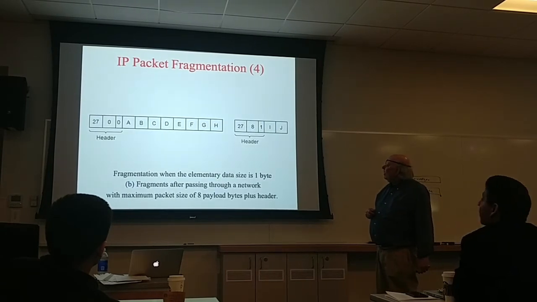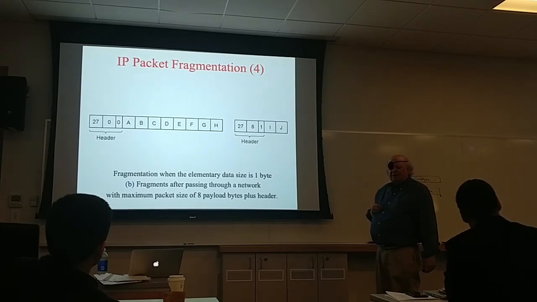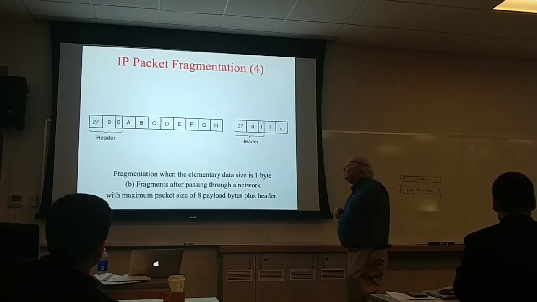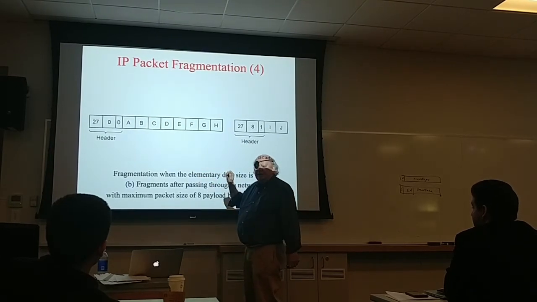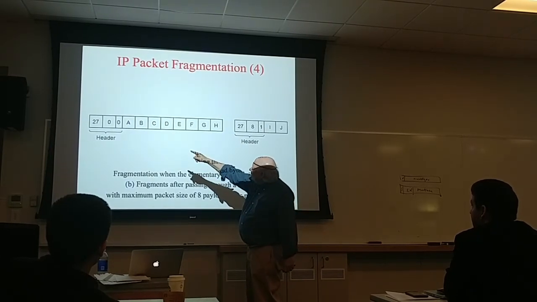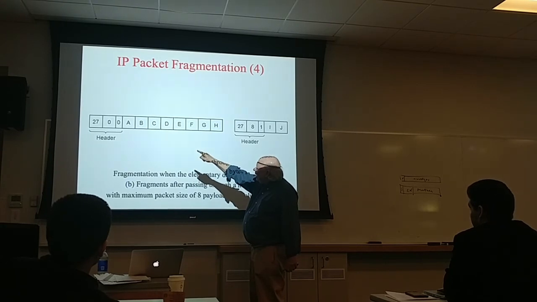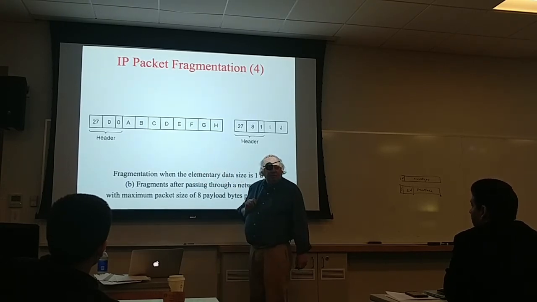Now, we get to somebody, and he needs to fragment this for some reason. He can only send this much. So we send the same packet ID and IP. This is number 0, and this is not the last fragment. So that's a 0. Okay?